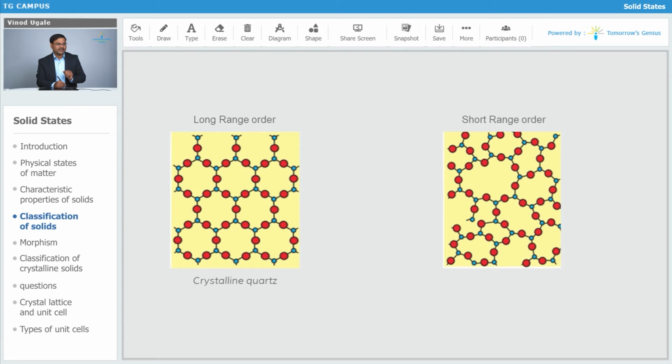This is crystalline quartz and this is amorphous quartz, which is also known as quartz glass. The red ones are oxygen atoms and the blue ones are silicon atoms. We all know that quartz is made by the combination of silicon and oxygen, that is SiO4. So they are going to form the tetrahedral arrangement, and one SiO4 molecule will be bonded with the other SiO4 molecule, and that's when we are going to get the quartz. So quartz is going to be of two types, crystalline quartz and amorphous quartz glass.